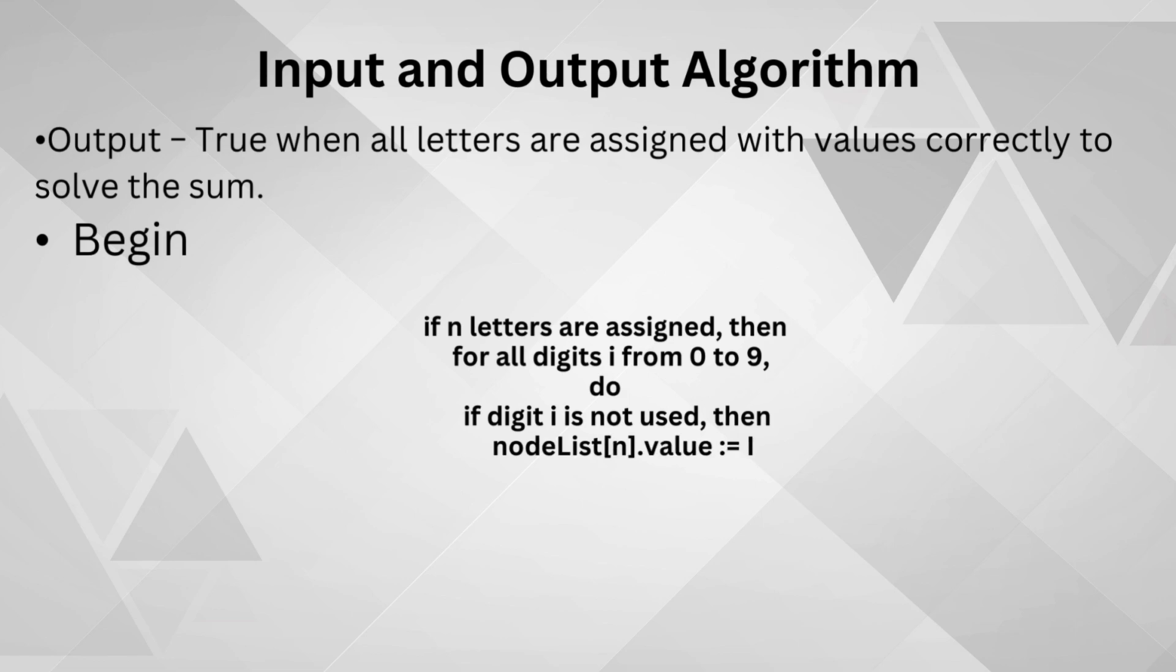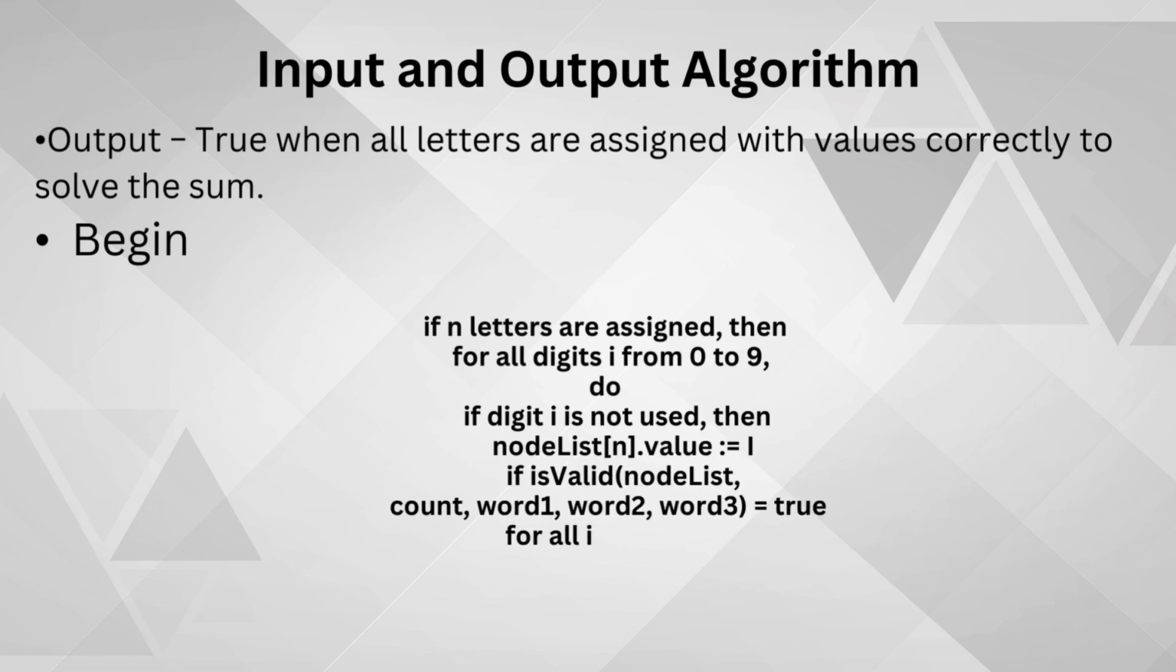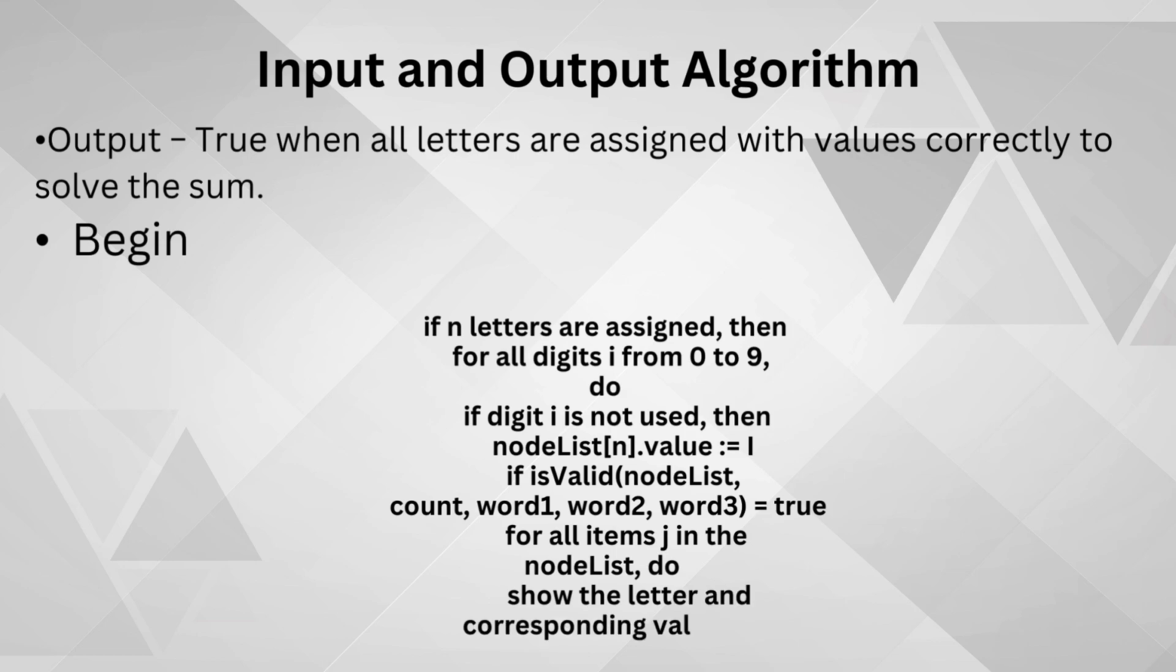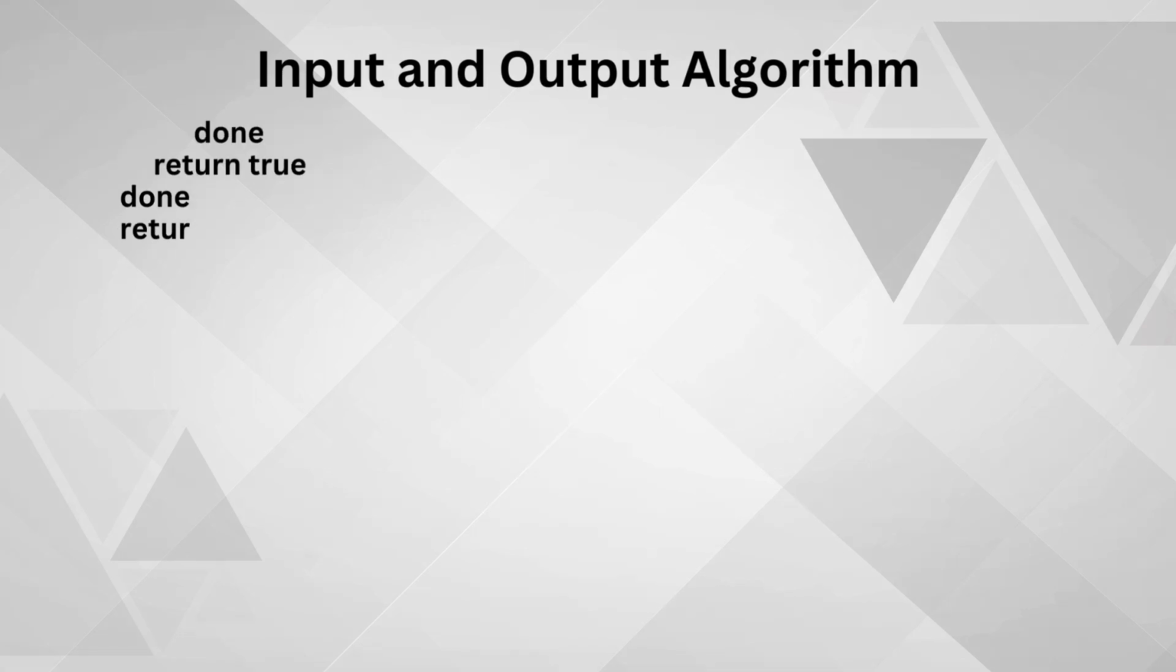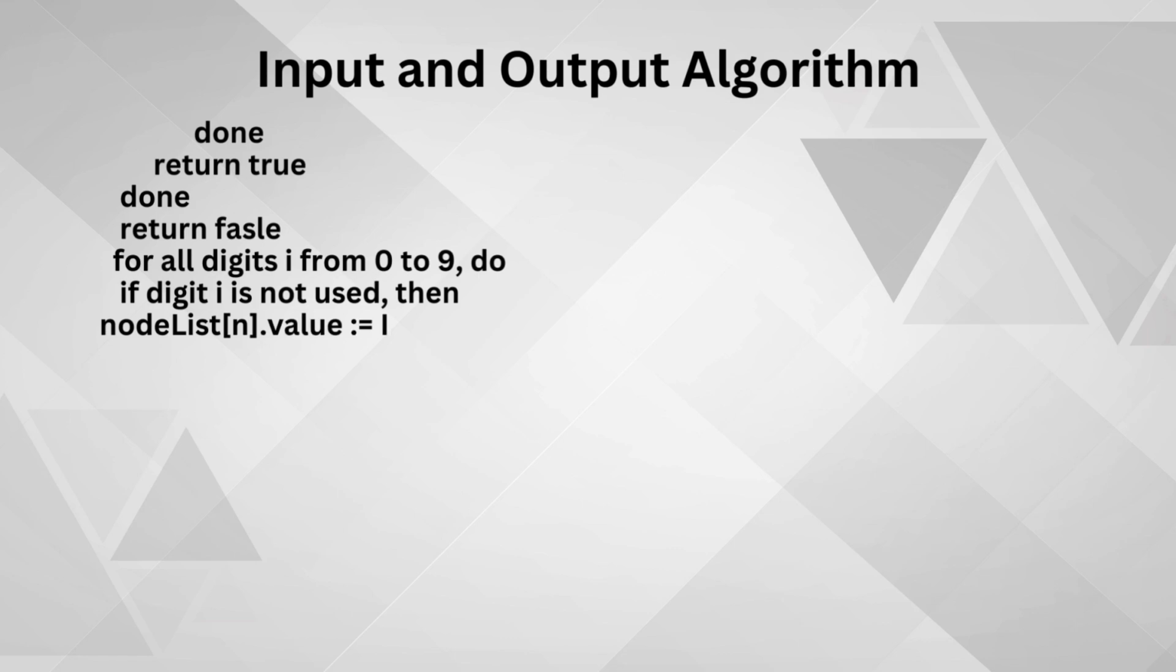Begin. If n letters are assigned, then for all digits i from 0 to 9, do: if digit i is not used, then nodelist[n].value = i. If isValid(node list, count, word 1, word 2, word 3) is equal to true, for all items j in the node list, do: show the letters and corresponding values. Done. Return true. Done. Return false.